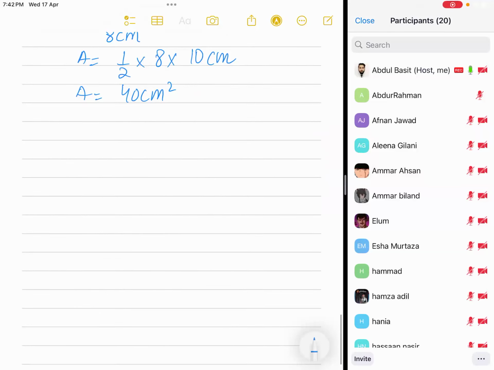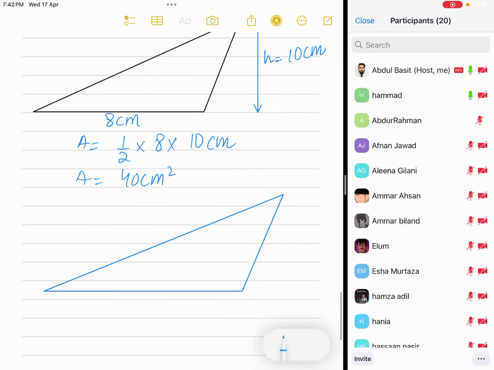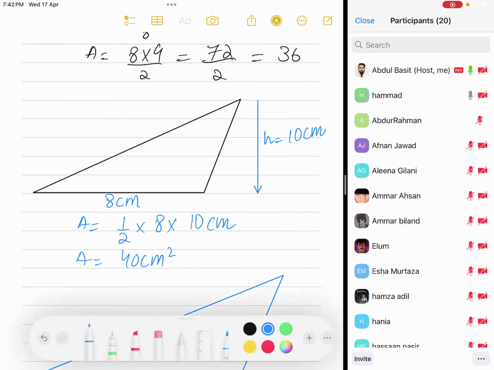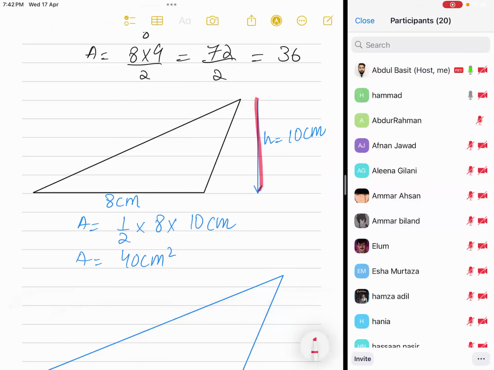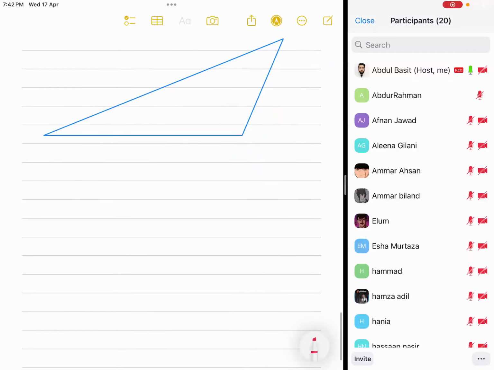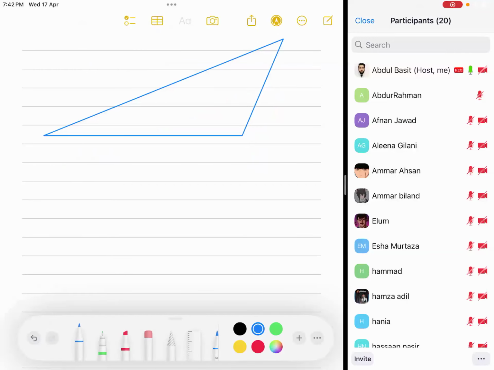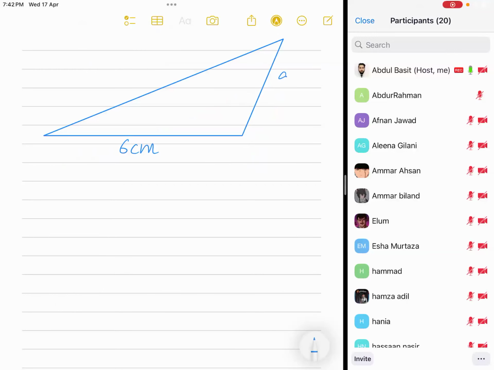What happens if you have a question like this? It was not a right angle triangle, but the examiner gave you the height himself. Since he gave it, it is given so that you use it. And now we have a question like this. For example, 6 centimeter, 9 centimeter, and you have one angle here. For example, this is 110. Got it?